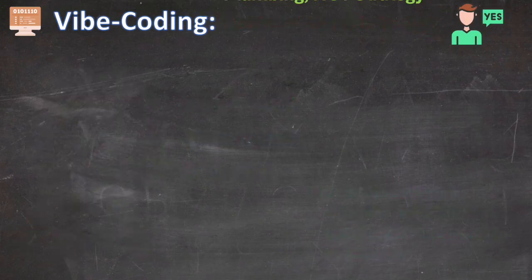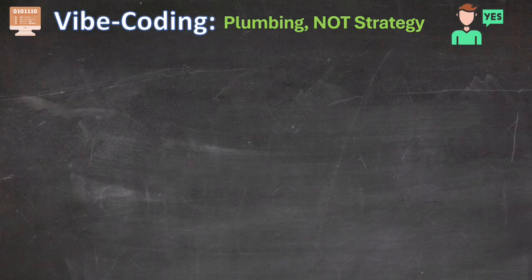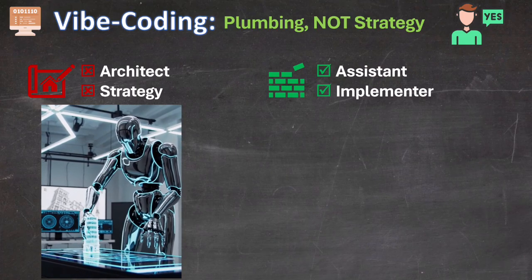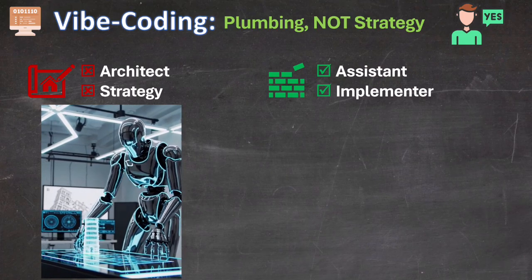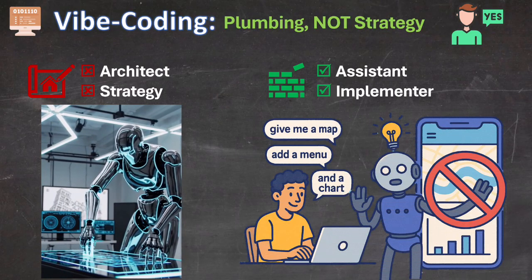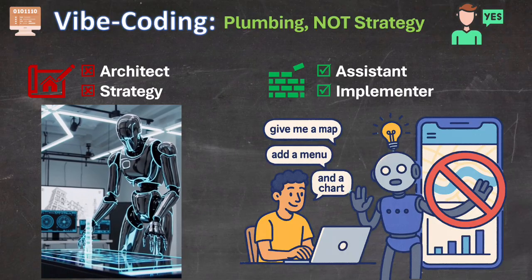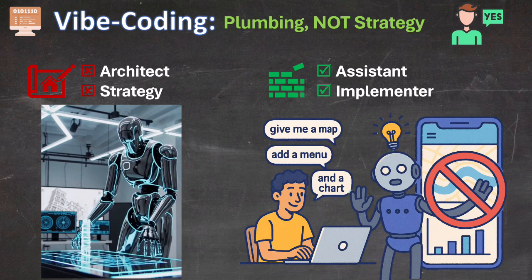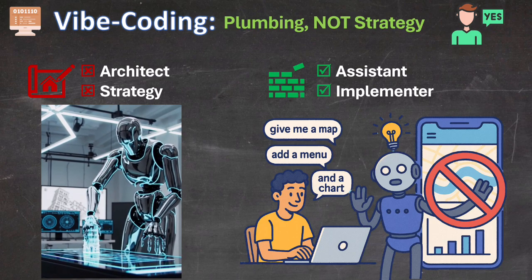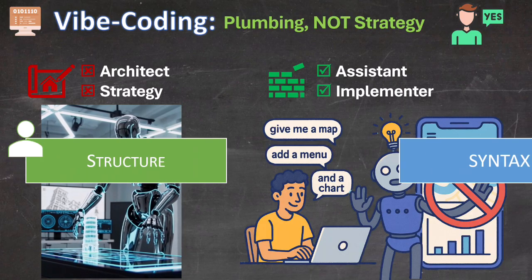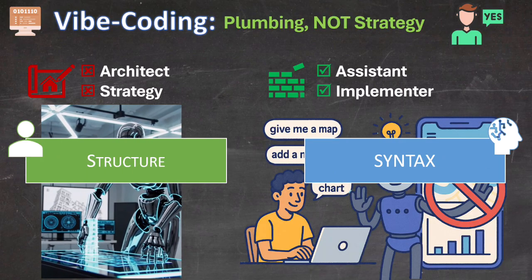Do number 2. Use vibe coding for plumbing, not strategy. What does it mean? Think of vibe coding not as an architect but as an assistant. You decide the architecture and the flow, and let the AI fill in the code. TPMs, this means you can rapidly prototype internal tools. Engineers, you can stop wasting cycles writing boilerplate for the 10th time. Long story short, vibe coding is best when you bring structure and let the AI bring syntax.